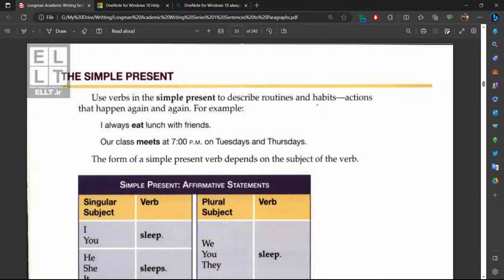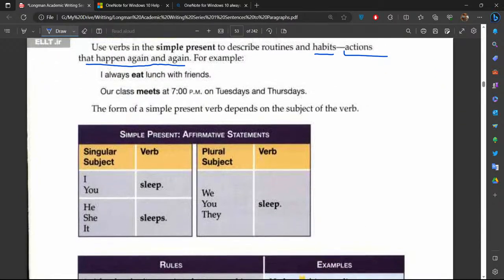Habits. So what are habits? Habits are actions that happen again and again. For example, I always eat lunch with friends. Our class meets at 7 p.m. on Tuesdays and Thursdays. This is a recurring action. It is occurring all the time.